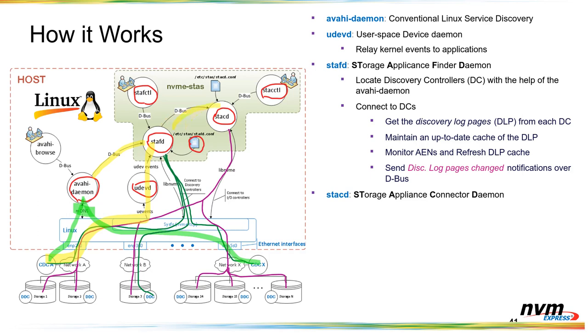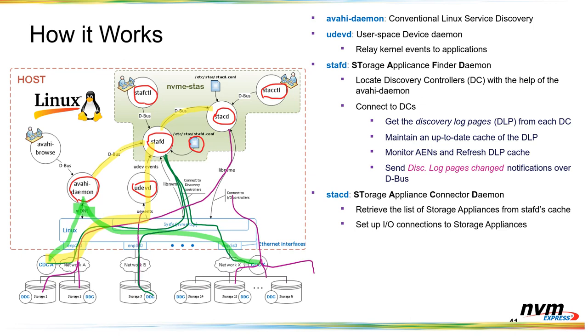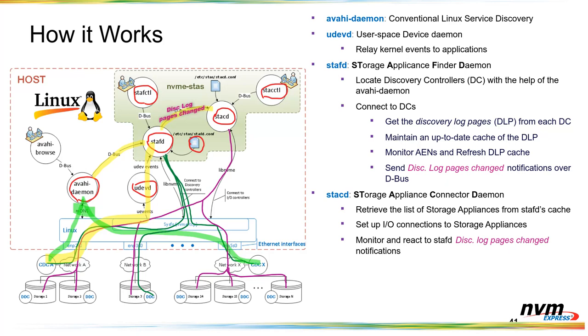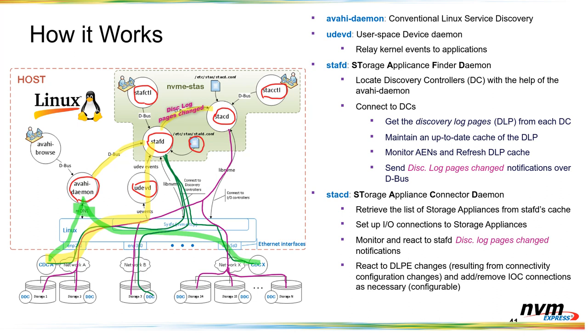So what stacd does is retrieve the list of storage appliances, the list of endpoints to connect to, from the stafd cache, set up the I/O connections to the storage appliances, and monitor and react to the discovery log page changes. As I said, it reacts to discovery log page entry changes that result from connectivity configuration changes, so from fabric zoning changes, and is able to add or remove I/O connections on demand as necessary according to the fabric zoning configuration. And finally, you have a couple of utility programs that provide information from these two daemons.